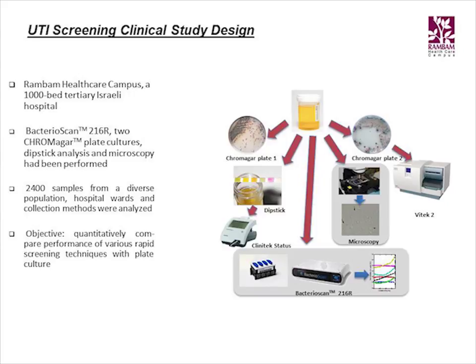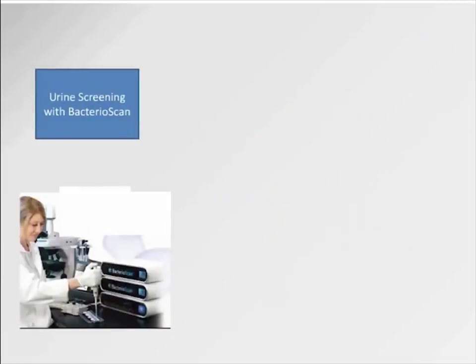A dipstick was used. You're all familiar with the use of a dipstick, whether it be manually or in a machine. The identification of the organisms on the chromogenic media was performed in a Vitek. Microscopy is shown, whether that be done by gram stain or some automated instrument. And then at the bottom of the slide, you can see the BacterioScan instrument and the diagrams and the graphs which will come out of that instrument for the results.